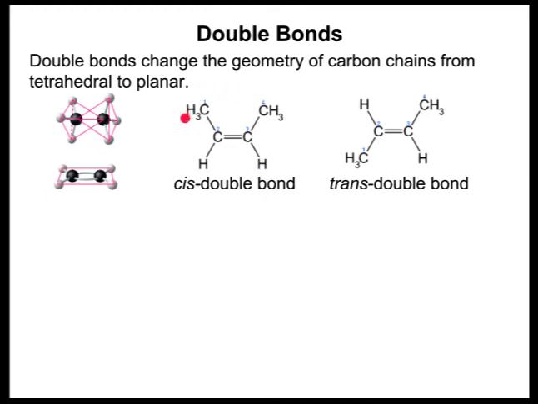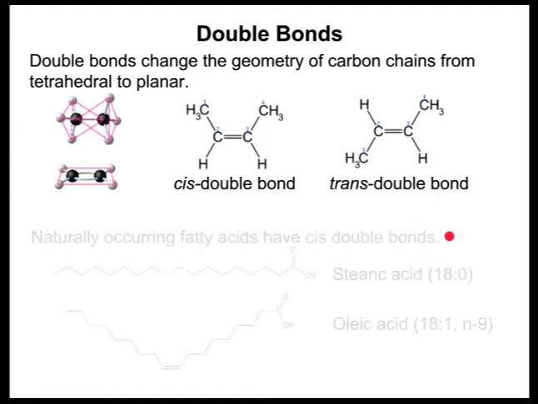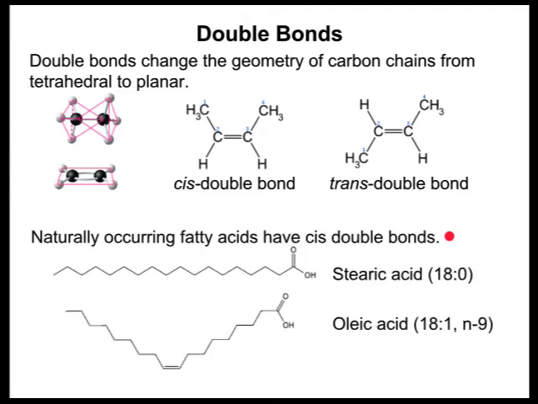So the substitutions can lie on the same side of the double bond. The substitutions could also be on the opposite side of the carbon-carbon double bond. So when the substitutions are on the same side of the double bond, it's called a cis double bond. When they're on opposite sides of the double bond, it's called a trans double bond. If you find that a little bit confusing, perhaps a real-world example will help.